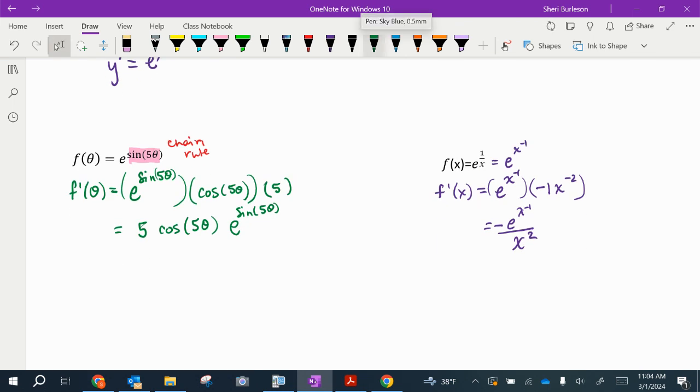Let's try this one. f of x equals e to the square root of x. If you want to go ahead and try that one, go ahead.